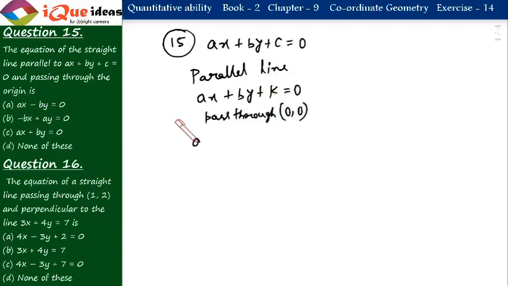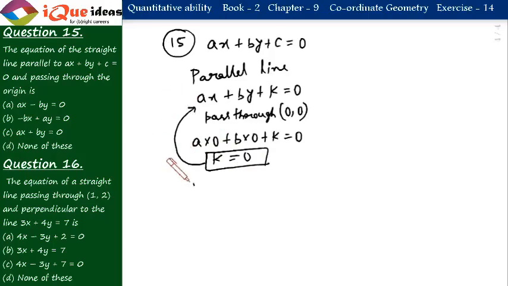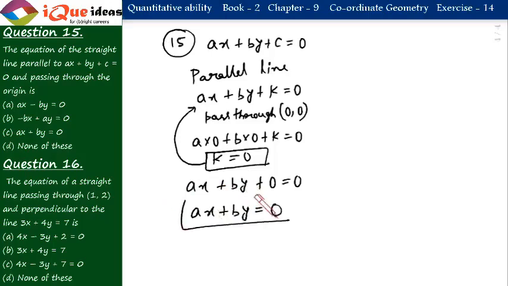Put 0, 0 in this equation, you will get a into 0 plus b into 0 plus k equal to 0. So it becomes k equal to 0. So if you put k equal to 0 in this equation, you will get ax plus by plus 0 equal to 0. So the required equation is straight away ax plus by equal to 0. Right? This is the working method.